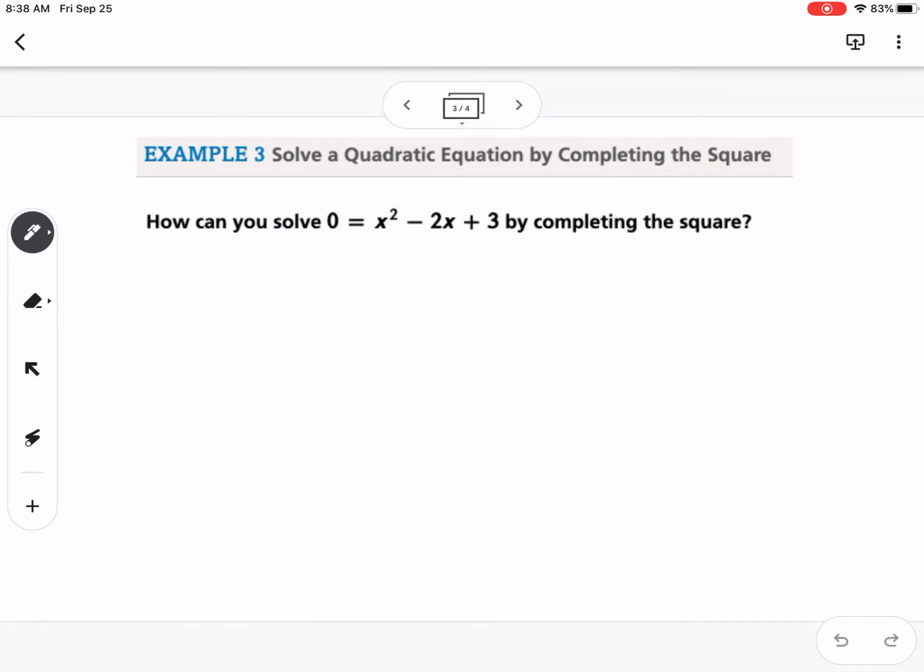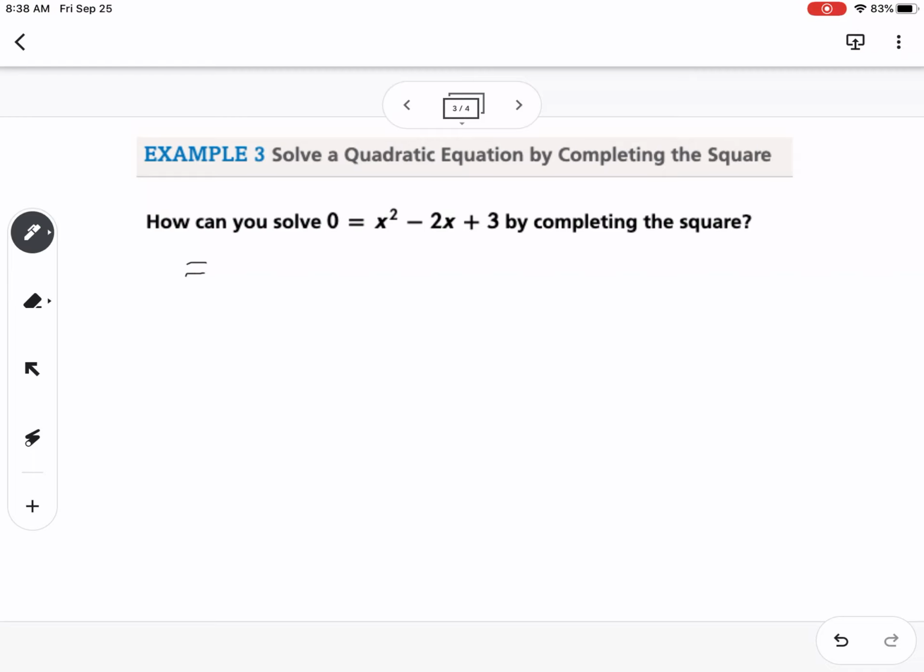Okay, our next example is how can you solve 0 equals x squared minus 2x plus 3 by completing the square. Okay, so what we're going to do is leave the 0 over here. Actually, no, we're not going to leave the 0 over there. So the first step when you're completing the square is, like that previous problem, we want to turn one side into a perfect square trinomial. So we want to make it so that we have something like x plus 7, because then that would turn into x plus 7 squared.